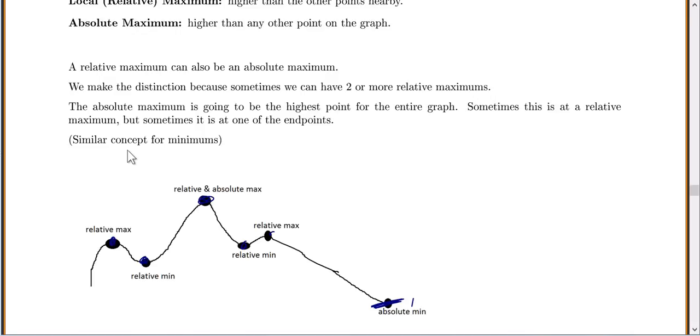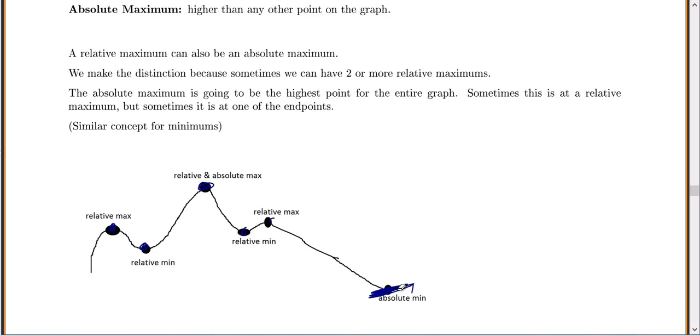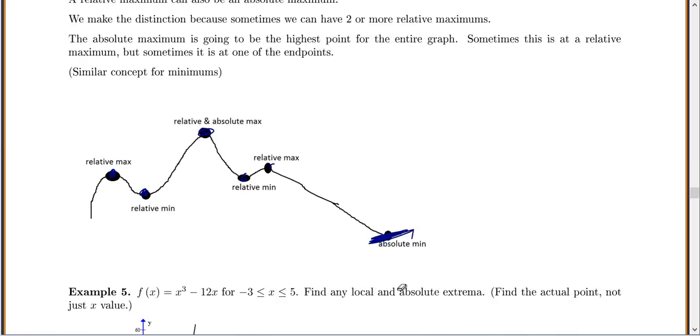And why do we make the distinction? Because we can have two or more relative maximums, but your absolute maximum is going to be the highest point. Sometimes it's at a relative maximum, but sometimes it's at an end point, which is the case here for this absolute minimum. It wasn't actually a valley. You didn't go down and then up. You just stopped. So that's where we're at the end of our range, but it is the lowest point on the graph, so it's considered our absolute minimum.